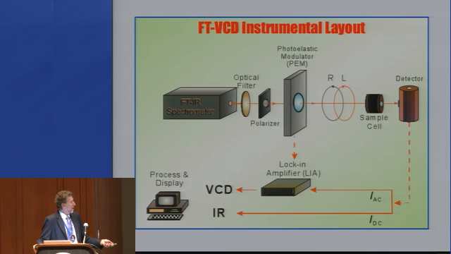And if you send the signal also through a lock-in and synchronize it with the PEM, you can pick up an interferogram simultaneously present at the detector. That's the interferogram for the VCD. And if you Fourier transform that, you have your VCD spectrum. So that's the way the VCD essentially works. You get two spectra simultaneously.